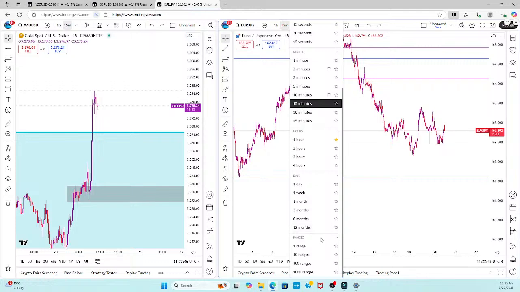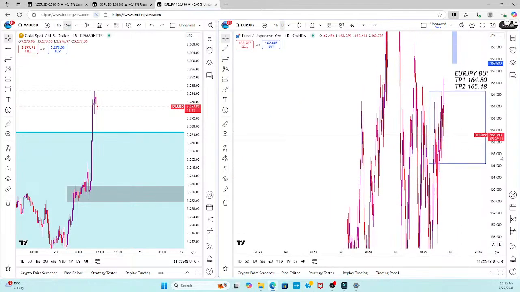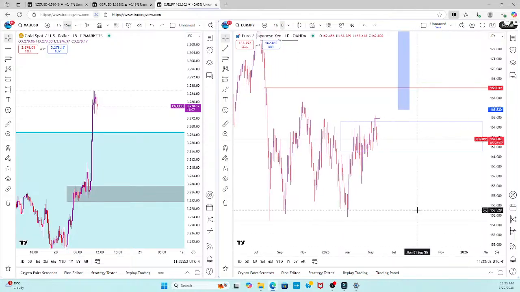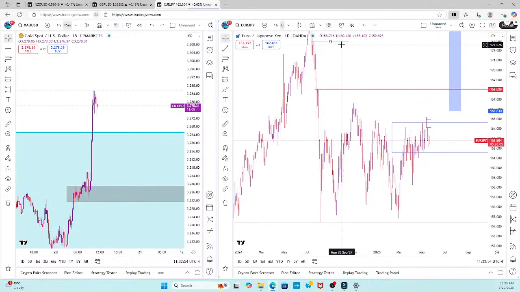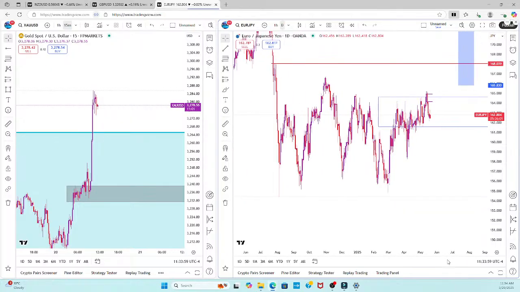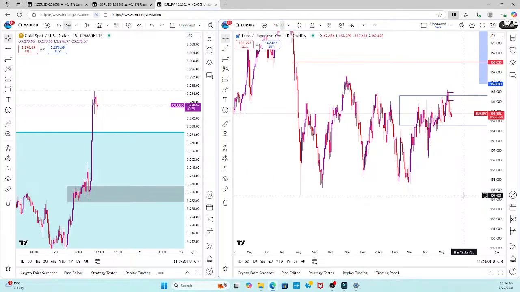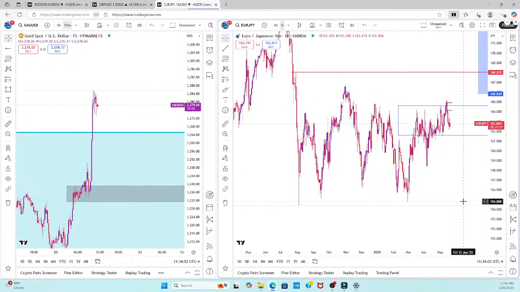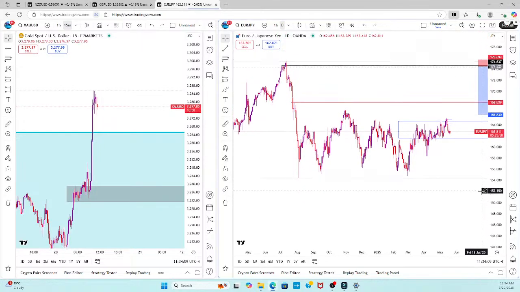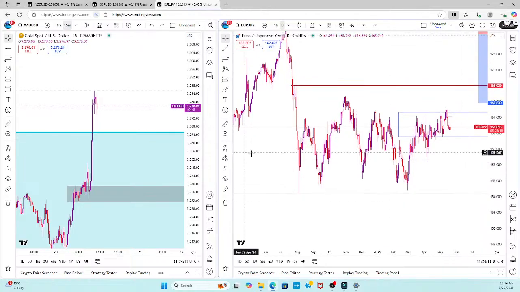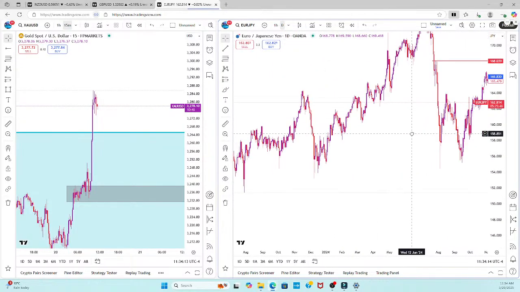I'm going to start off by looking at the daily time frame. Okay, so this is Euro JPY, looking at it on the daily time frame.